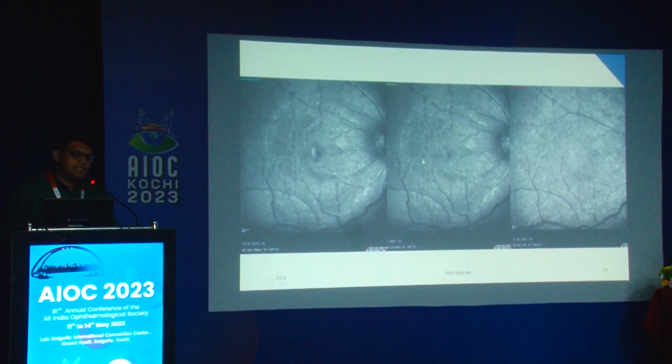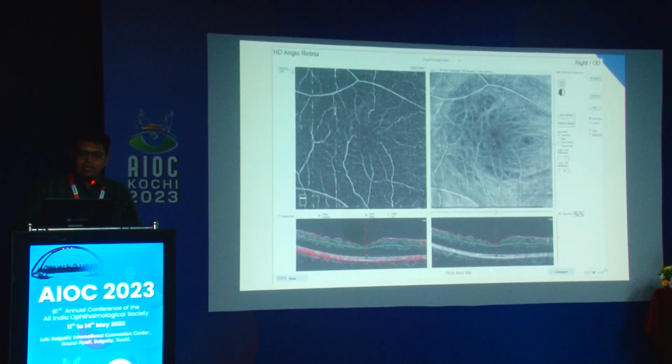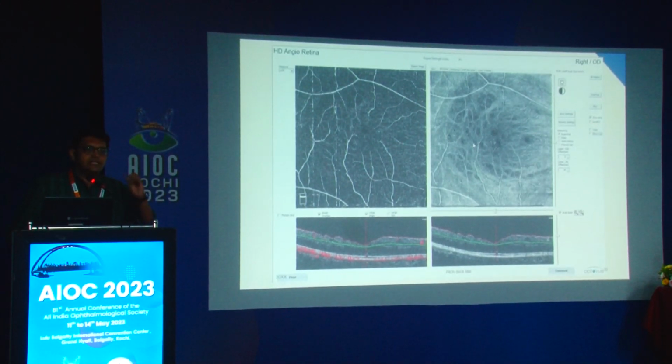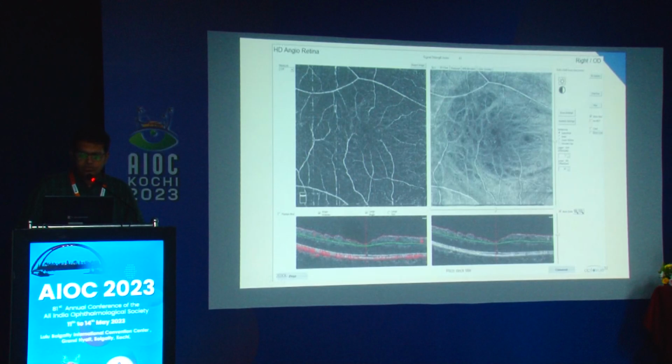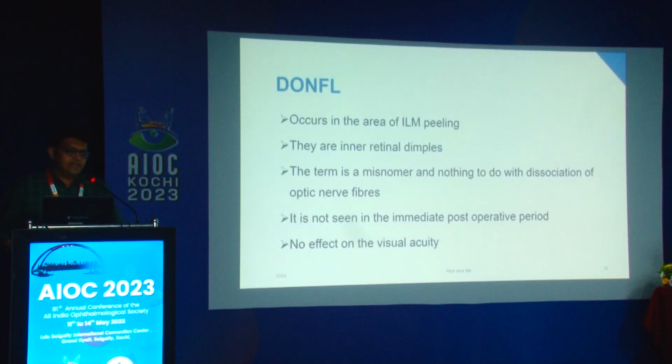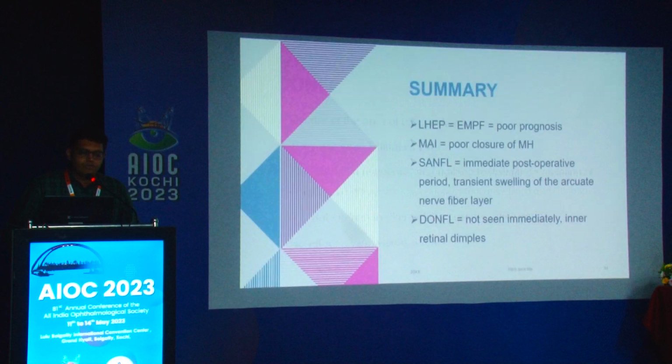This is much better seen on the blue reflectance and the green reflectance imaging, where you can see these hyporeflectant spaces. And when you do the OCT or the en face OCT in these spaces, you can see these depressions or defects, which are suggestive of the inner retinal dimplings, also seen on the OCT B scan along with it. So DON-FL occurs in the area of ILM peeling. They are inner retinal dimples. It's a misnomer and has nothing to do with the dissociation of the optic nerve fiber. It is not seen in the immediate postoperative period and does not have any effect on the visual acuity.